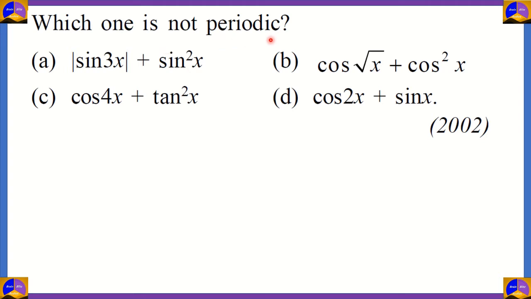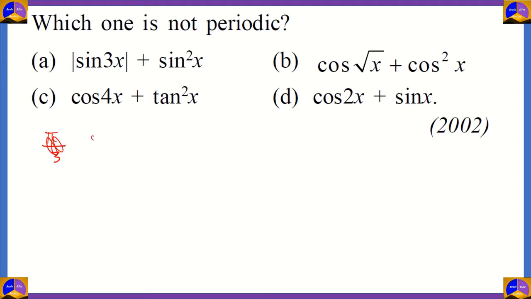Which one of these functions is not periodic? Is it option A, option B, option C, or option D? This question is asked in 2002, and for that we need to know the periods of the trigonometric functions given here. So in option A we have mod of sine 3x plus sine square x. So mod of sine 3x is pi by 3.